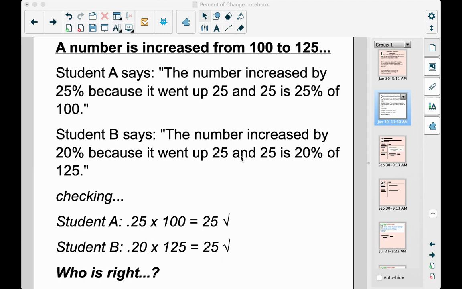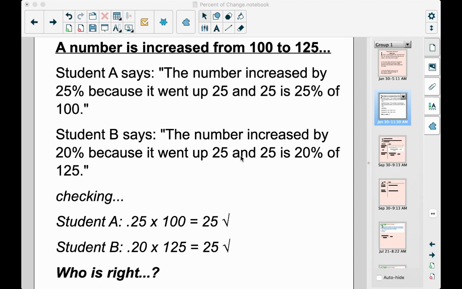So, when they say something increased by a certain percent, well, what is that a percent of? And to illustrate what I mean, we're going to start with a couple of different possibilities. Student A and student B are disagreeing. I'm going to read what they think and have you take a minute to think who you agree with, who you think is right. So, in this situation, we have a number that increases from 100 to 125.